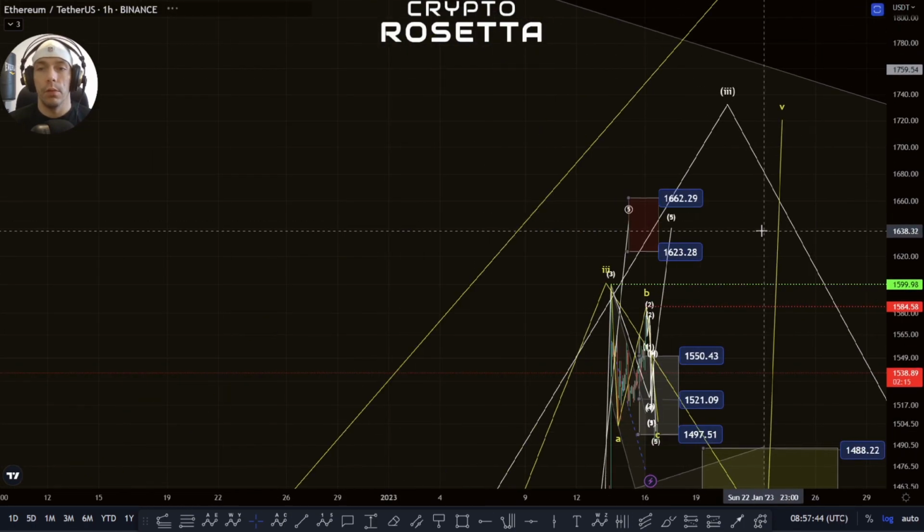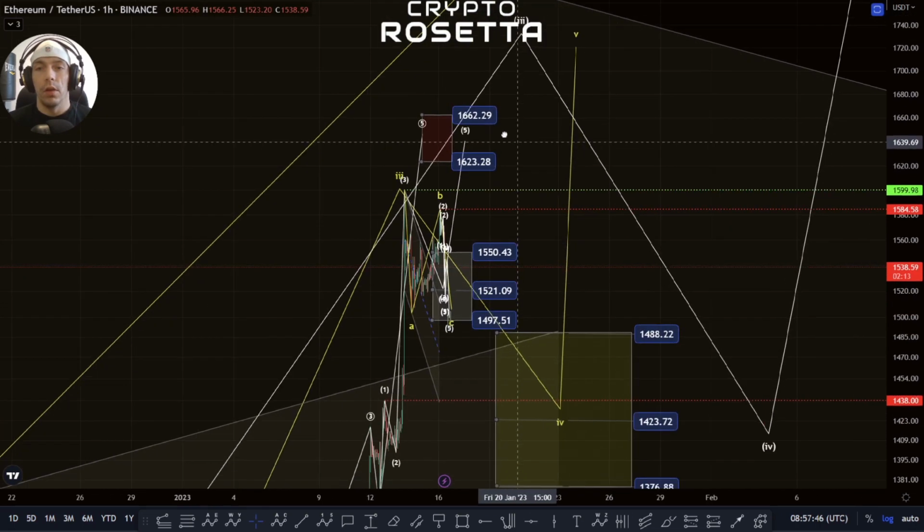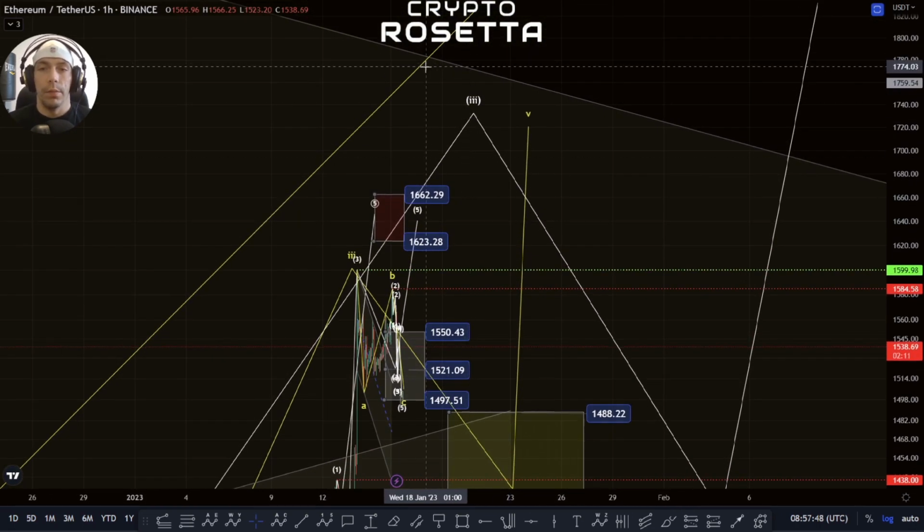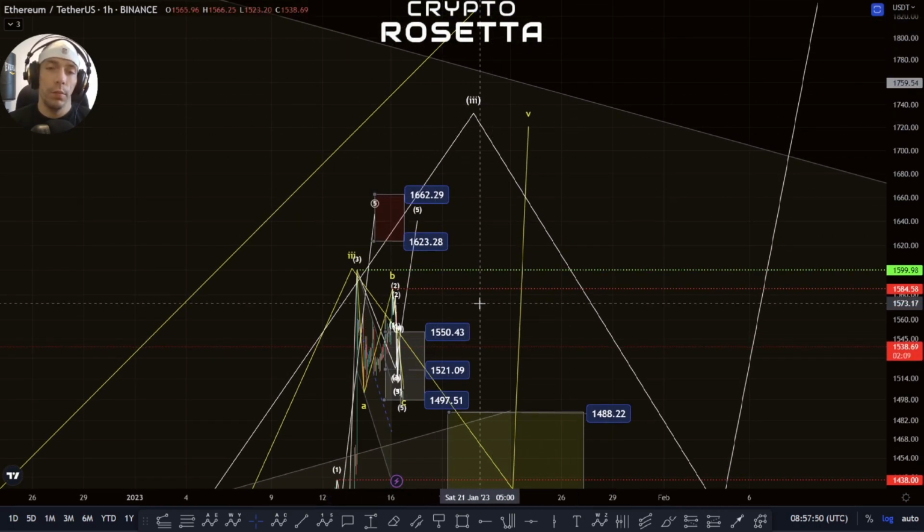If we do get further extension, potential target zones could be towards the channel line at the top here, though there's nothing indicating that within the current structure, so we'll just have to play it level by level and see how we get there. Okay, so I'm going to leave it there.